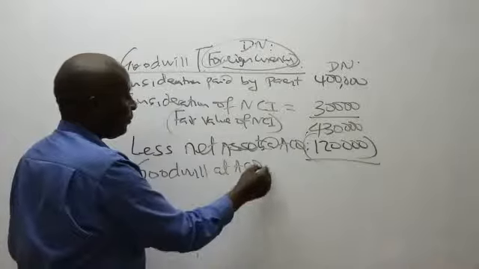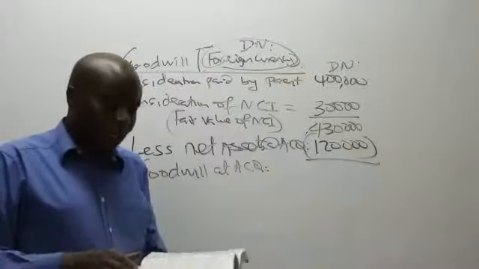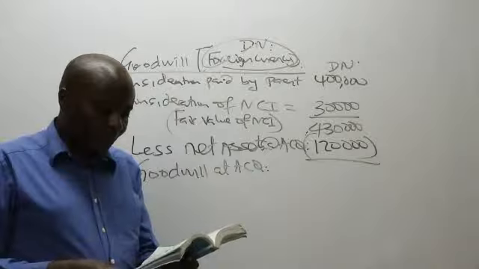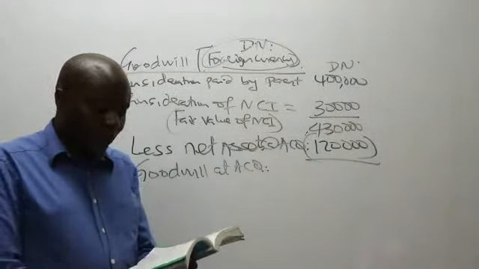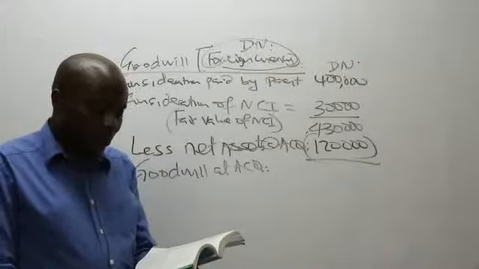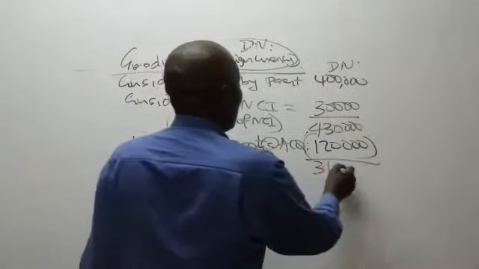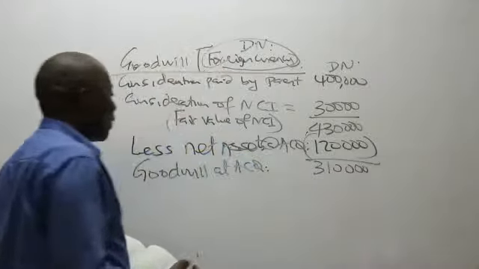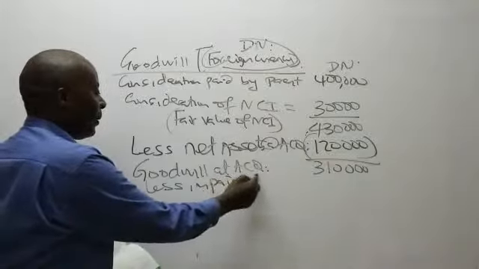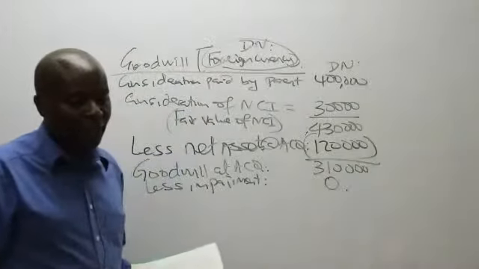at acquisition. What are we able to get as goodwill at acquisition? $310,000. Thank you very much. So after getting this 310,000, we'll come under less impairment, isn't it? Impairment, they have told us there is no impairment which occurred.